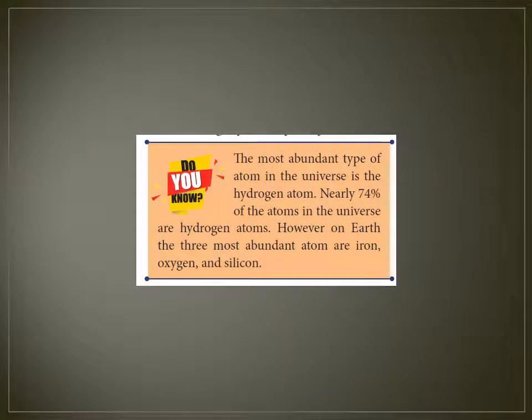Do you know the most abundant type of atom in the universe is the hydrogen atom? Nearly 74% of the atoms in the universe are hydrogen atoms. However, on Earth, the three most abundant atoms are iron, oxygen, and silicon.